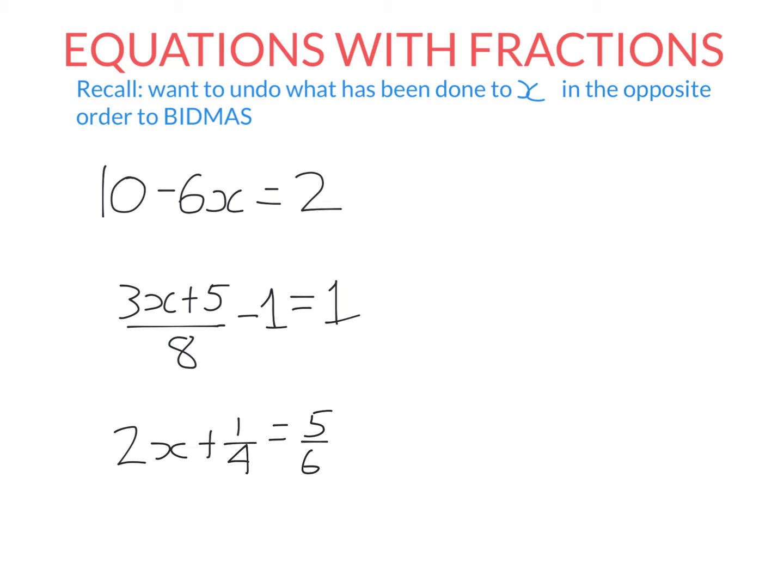10 minus 6x equals 2. So we've got to undo what's been done to x. So x was times by minus 6, then 10 was added. So what we're going to do is subtract 10 from both sides. So that gives us minus 6x equals 2 minus 10, which is minus 8. So now we need to divide each side by minus 6. The way I undo timesing minus 6 is divide by minus 6. So then what we end up with is x is 8 over 6, which simplifies to 4 over 3.